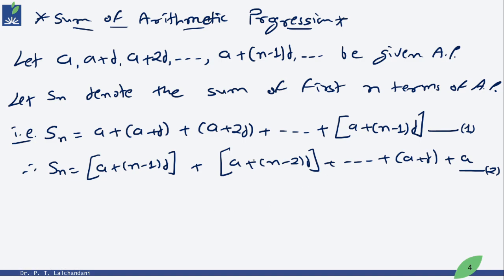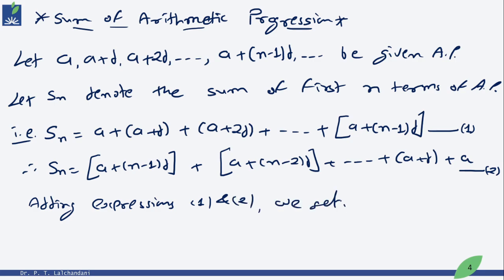Now what I am going to do, I am going to add these two expressions. Adding expressions 1 and 2, we get, so first of all adding the left hand sides, Sn plus Sn. On right hand side, I am adding term wise. So adding first term with first, second with second, third with third, and so on.